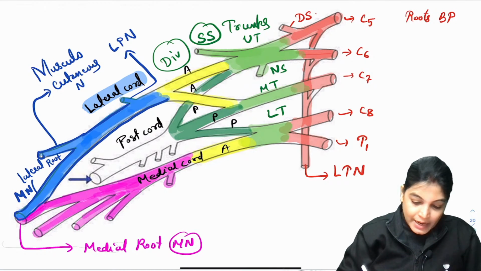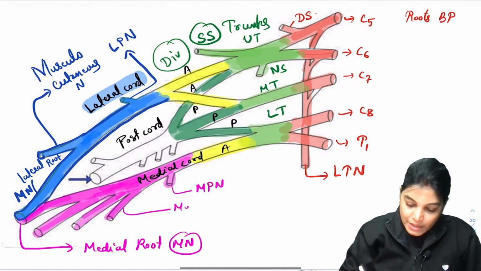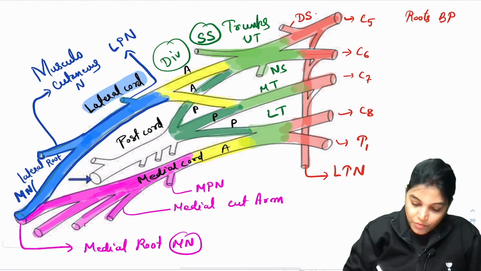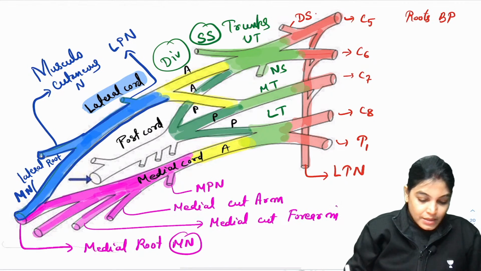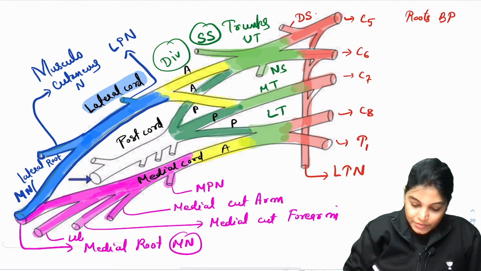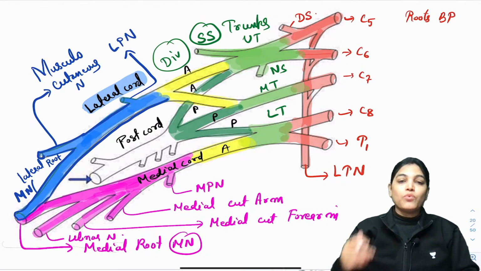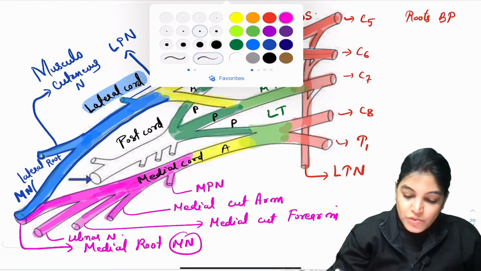This is the medial pectoral nerve, this is the medial cutaneous nerve of the arm, and this is the medial cutaneous nerve of the forearm. And this is the ulnar nerve. So, got it? All the branches of the medial cord we have also got. What is left behind, my dear? The posterior cord. Now let's see the branches from the posterior cord.